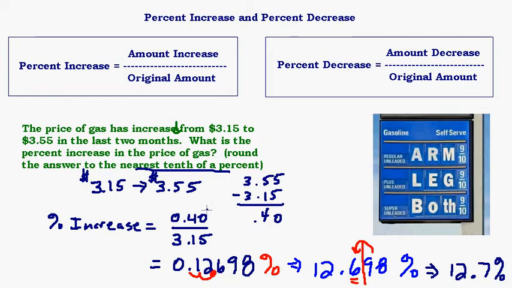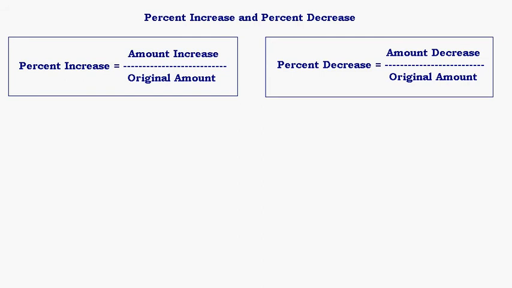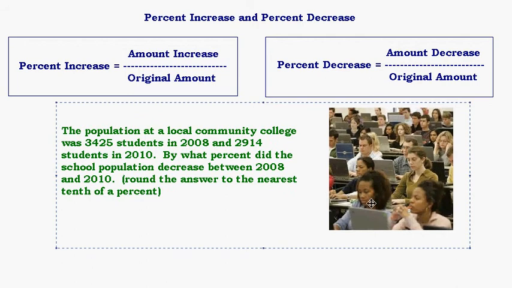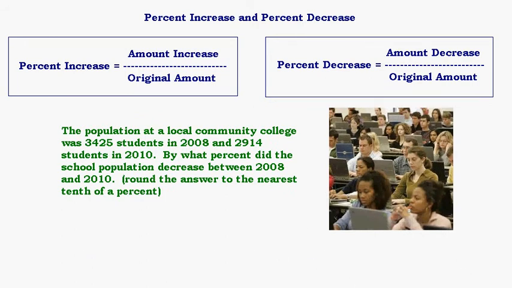Okay, let's look at a percent decrease problem. Let's get this out of here and pull in a percent decrease problem. The population at a local community college was 3,425 students in 2008 and 2,914 students in 2010. By what percent did the school population decrease between 2008 and 2010? Round the answer to the nearest tenth of a percent.